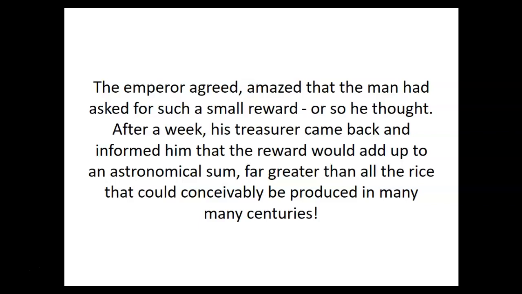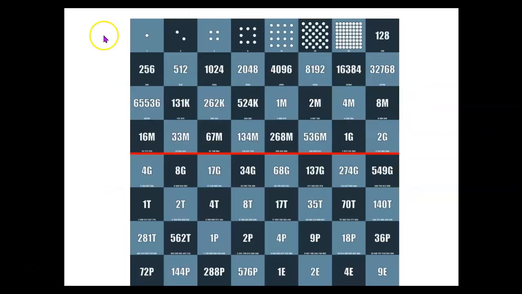After a week, his treasurer came back and informed him that the reward would add up to an astronomical sum, far greater than all the rice that could conceivably be produced in many, many centuries. So if you really do double the number of grains of rice from one square to the next, here's what the numbers look like. As you go across the first row, you have 1, 2, 4, 8, 16, 32, 64, 128, then 256, 512.